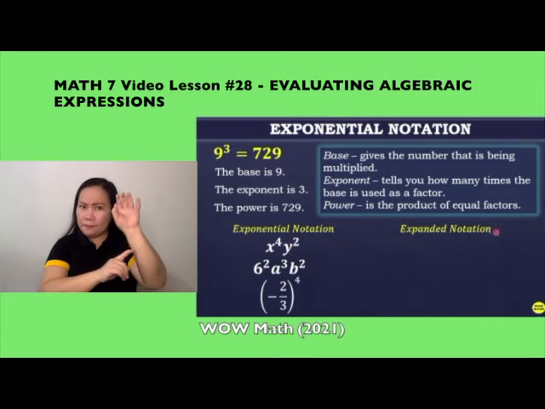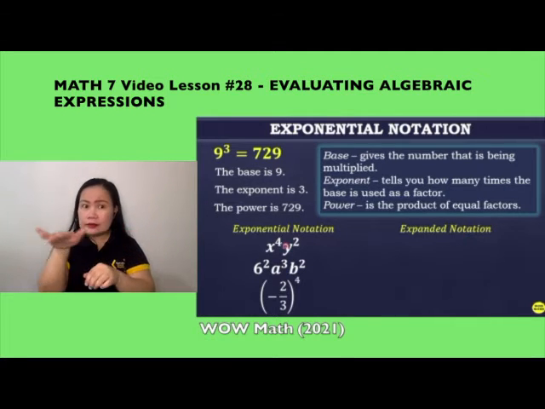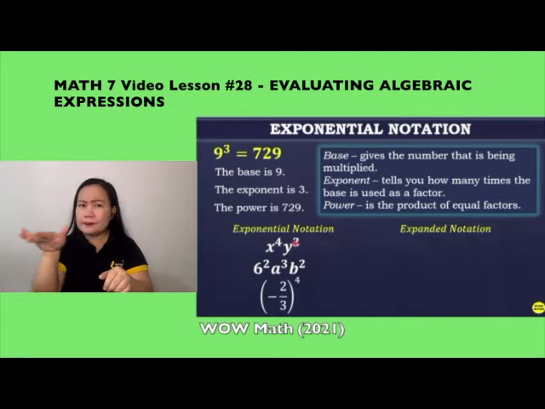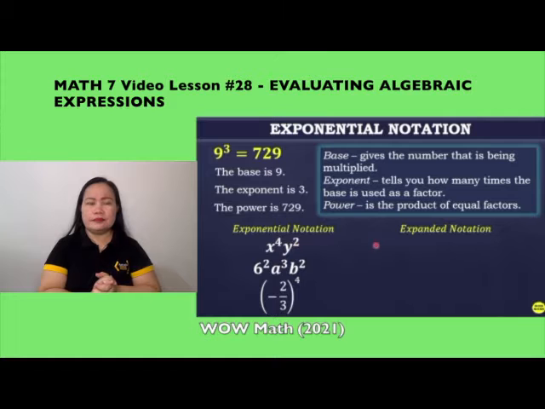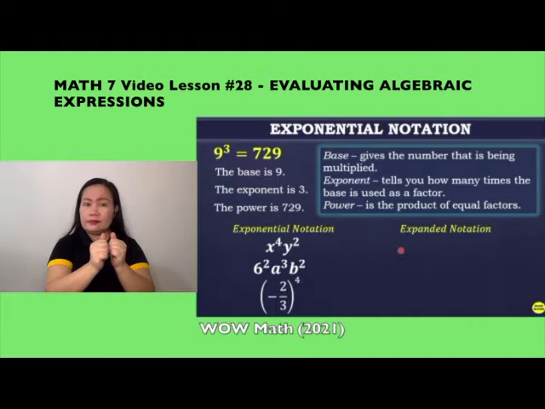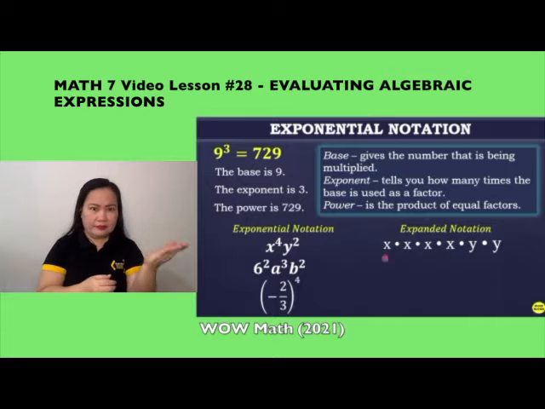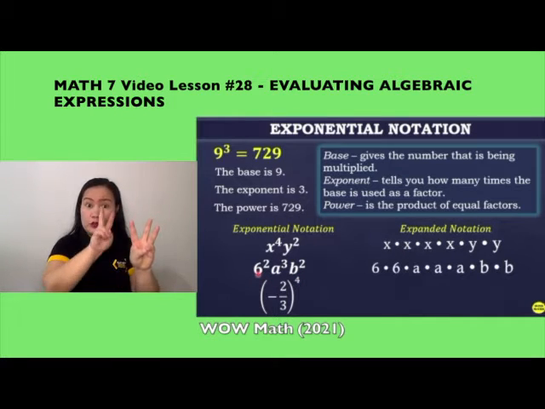So, pag sinabi natin expanded notation, let's say for example, this one, x to the 4th power, y raised to 2, or y squared. So, ano ba ibig sabihin nito? Ibig sabihin, you're going to multiply x 4 times and then y 2 times. Okay? By itself, of course. And then, how about this? So, ito, ibig sabihin nito, dalawang 6, 6 times 6, and then tatlong a, dalawang b.